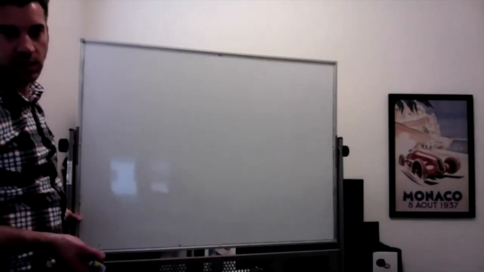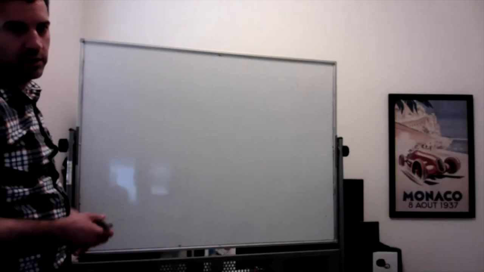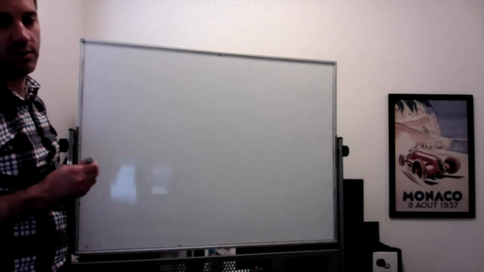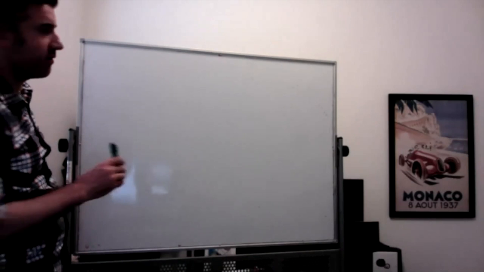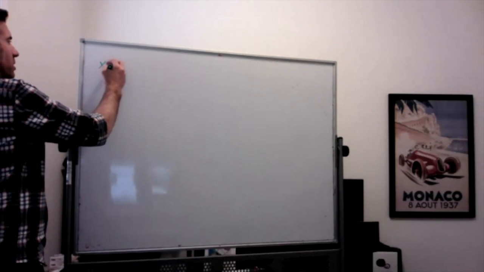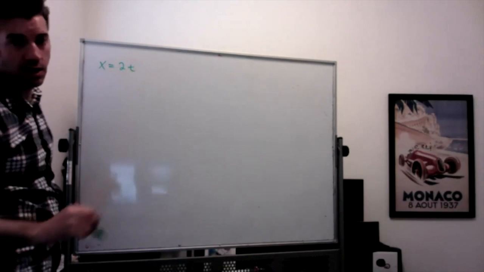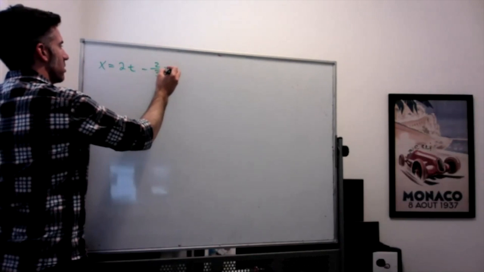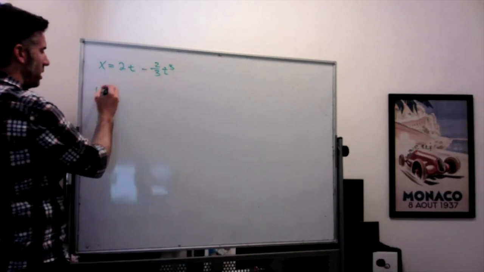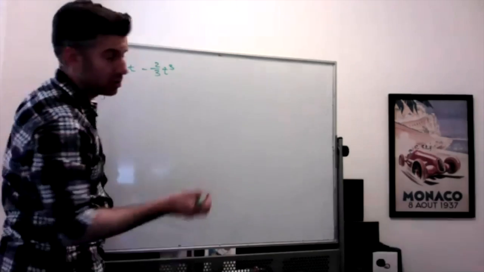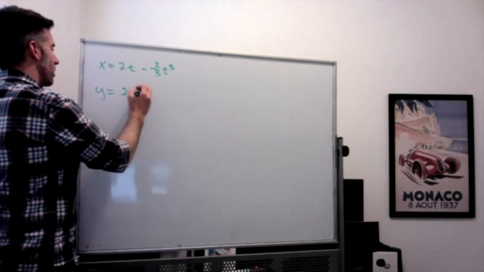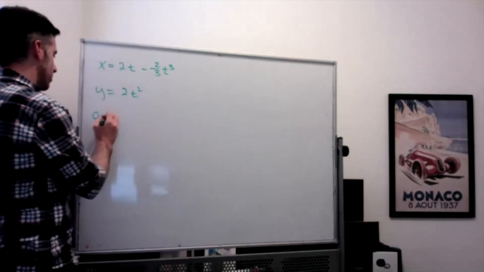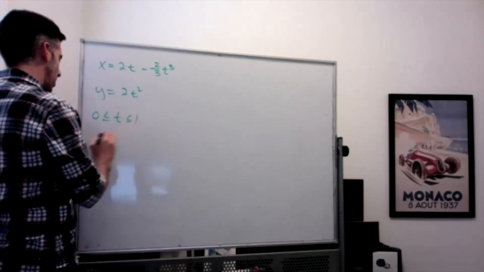Okay, so switch gears here. Back to parametric. Find the area of the surface obtained by rotating the curve x equals 2t minus 2/3 t cubed, and y equals 2t squared, from t equals 0 to 1, around the x-axis.